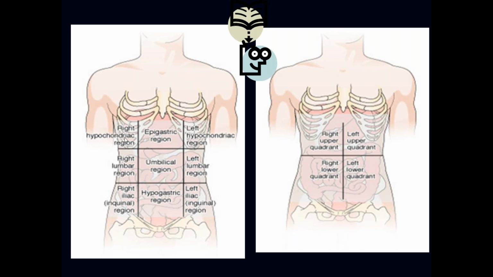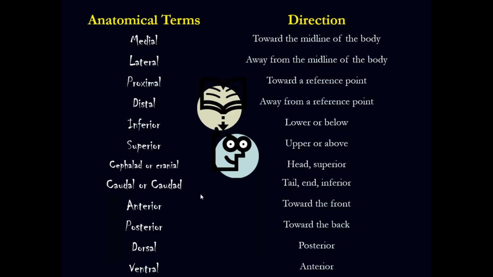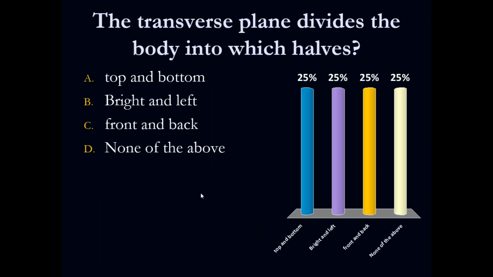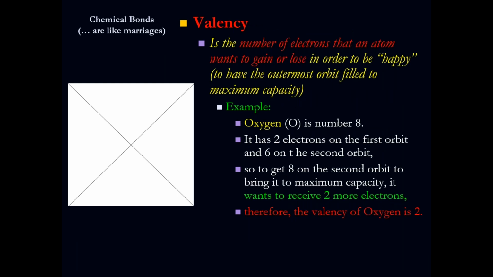So what is located in the right hypochondriac region? The liver. In the epigastrium, the stomach. In the left hypochondriac region, the spleen. The left lumbar is going to be the descending colon. Umbilical, the small intestine. Right lumbar, ascending colon. Right iliac or inguinal region, the appendix. Hypogastric, the uterus and the urinary bladder. And the left iliac or inguinal region is the sigmoid colon. Okay? All right, so that is about lecture number 1.